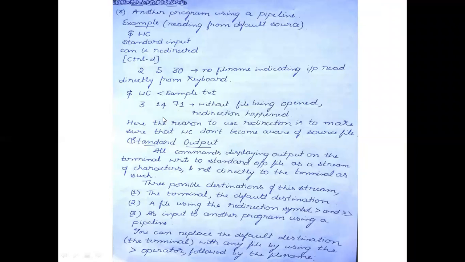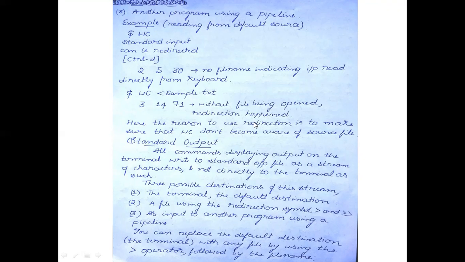So here I am not directly reading from the keyboard. I am using a redirection operator. I am reading from the file. There is a file called sample.txt, and through this file I am reading the content. Here also it will display the number of lines, words and characters in sample.txt. Here also it is not displaying the file name. Why? Because without the file being opened, you are performing word count, with direct redirection. So that's why the file name won't be displayed.